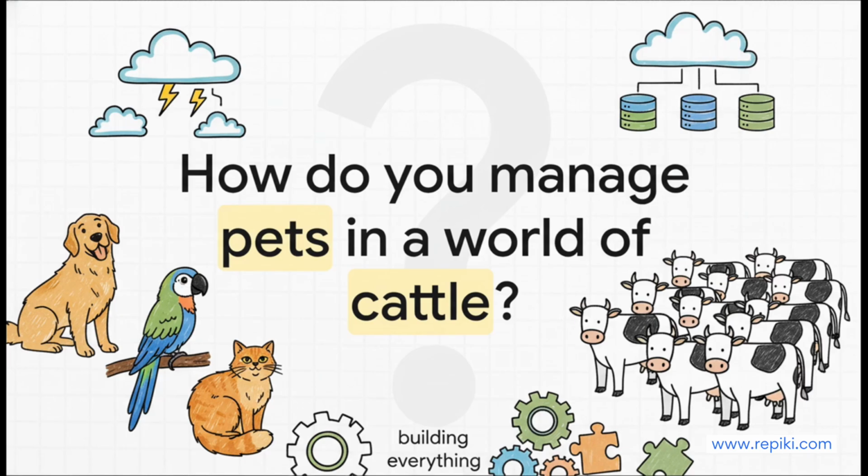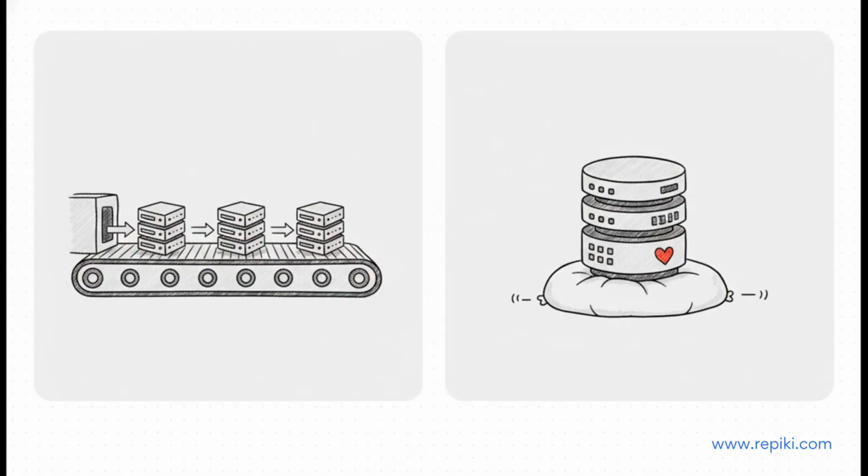that pretty much frames all of modern infrastructure. How in the world do you manage pets in a world that's built for cattle? So on one hand, you've got cattle. Think of your web servers or your API gateways. They're totally anonymous, completely interchangeable, and if one of them goes down, who cares? You just replace it with an identical clone.